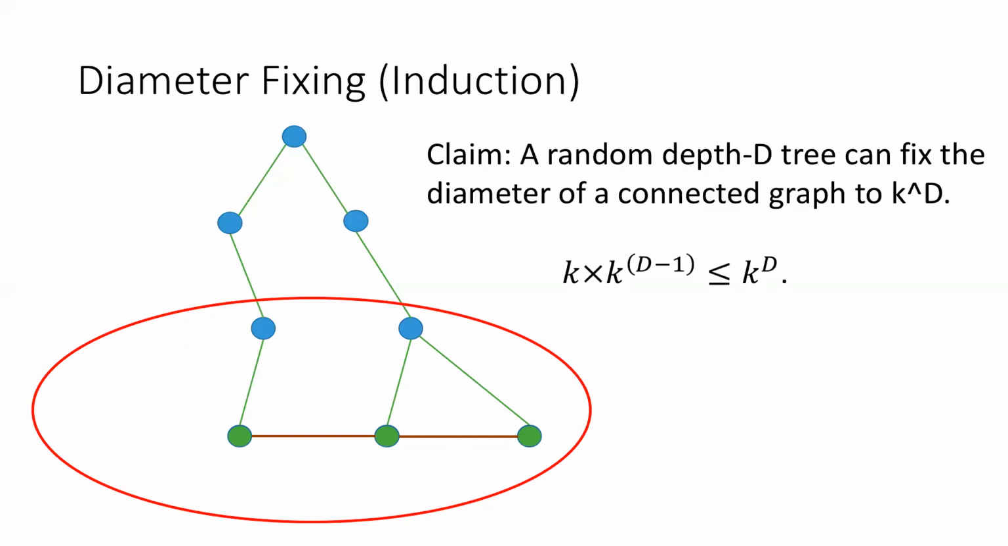And recall that each brown edge may represent a path of length k log n in the original base graph. We can eventually conclude that with high probability, the original base graph is fixed to have diameter at most k to the d. And this finishes the analysis in the congestion 2 case.